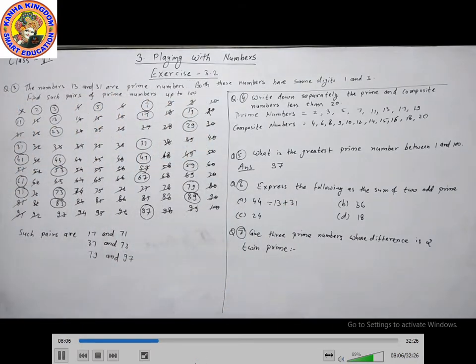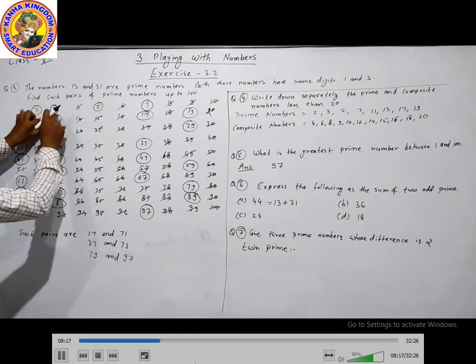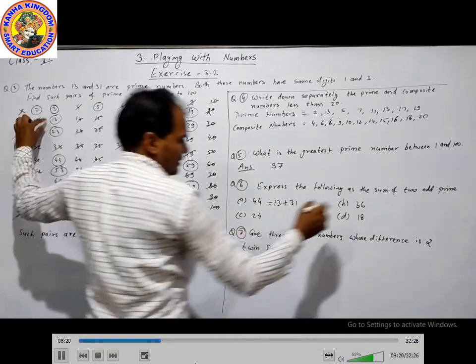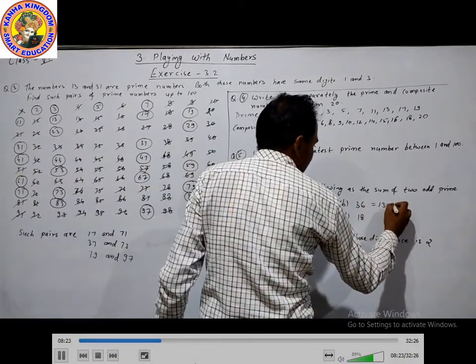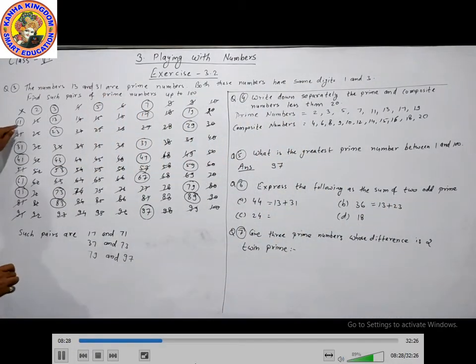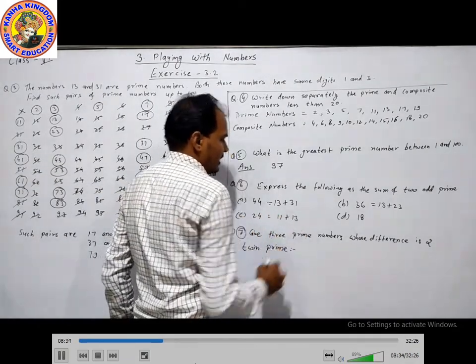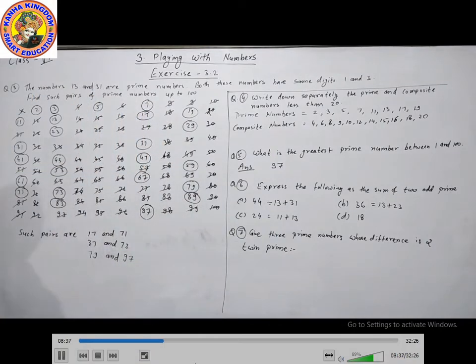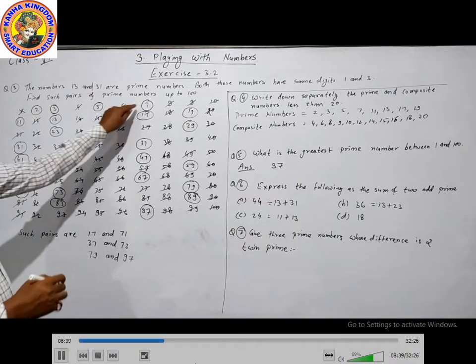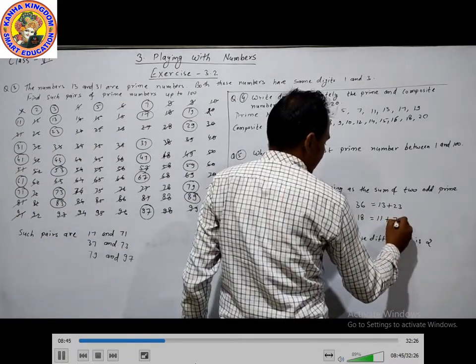Now the next number is 36. We will make 36 by these numbers. 13 plus 23 is 36. Now 24: 11 and 13. 11 plus 13 is 24. Now 18: 11 and 7. 11 plus 7 is 18.